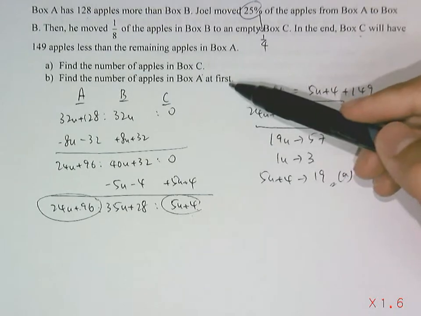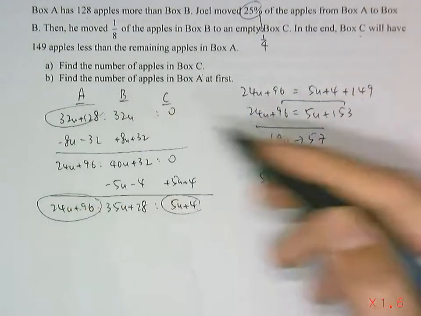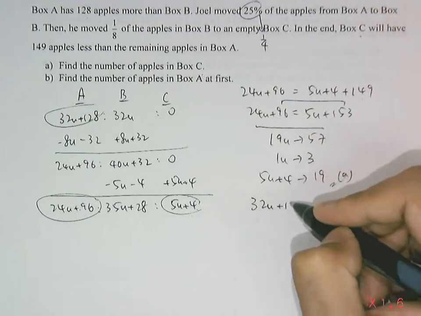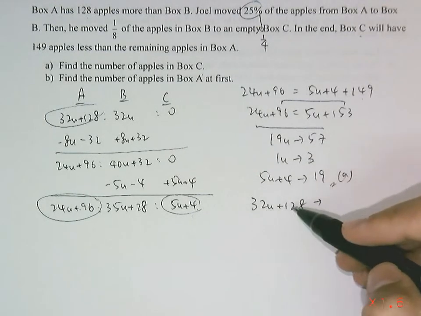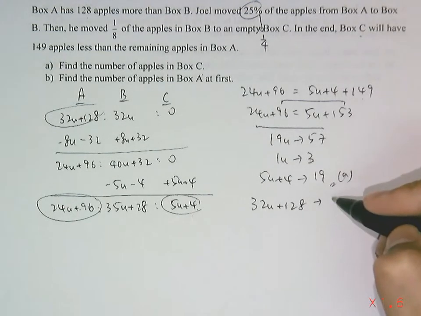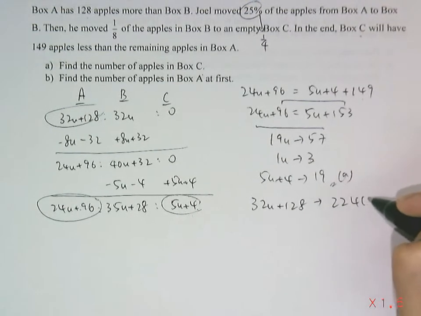Part B, find the number of apples in box A at first. So that will be 32 units plus 128. So that's 3 multiplied by 32 and then adding on 128, which should give us our answer of 224.